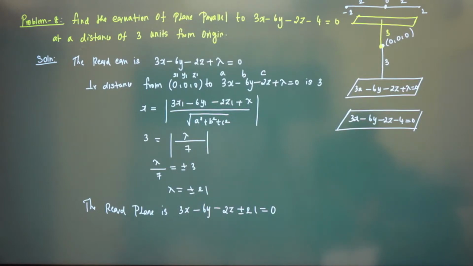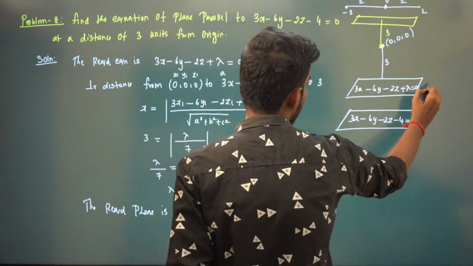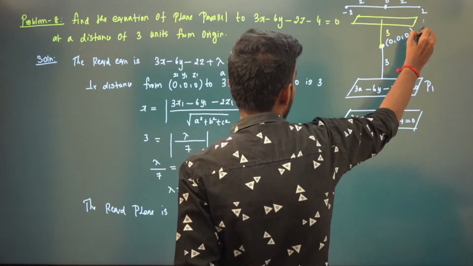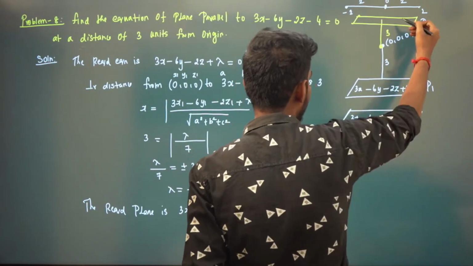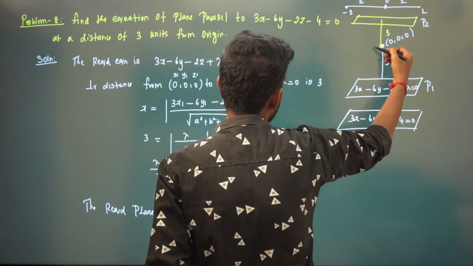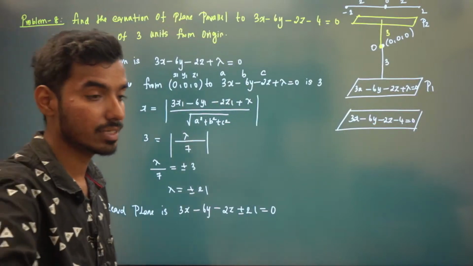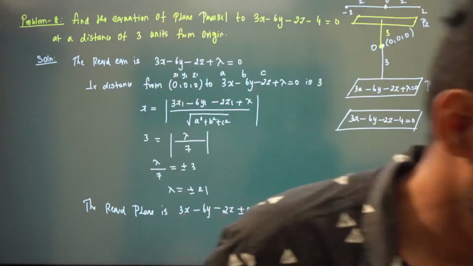So if lambda is plus 21, we will have this P1. If lambda is minus 21, we will have this plane. So we have two planes that are parallel to this plane and also at a distance of 3 units from the origin. Distance is 3 only, even though it is in the negative direction.